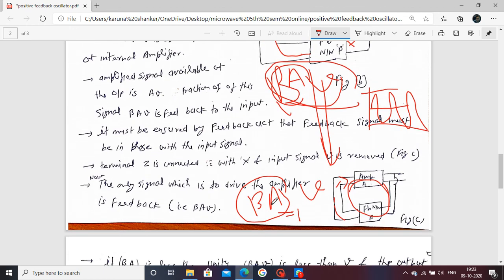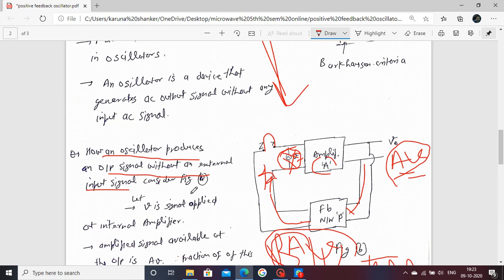This is the explanation of what happens when we apply no external input. For a small time duration, in the initial stage, we apply a signal. Also, in the next step, the input is the noise present in the oscillator.